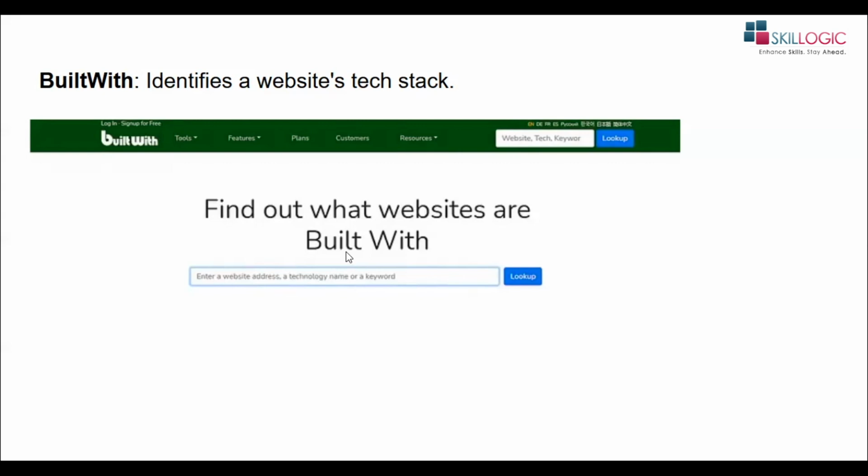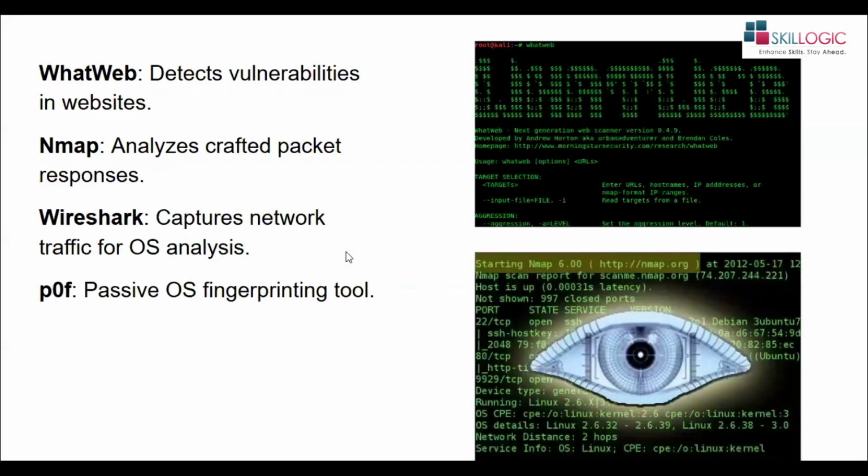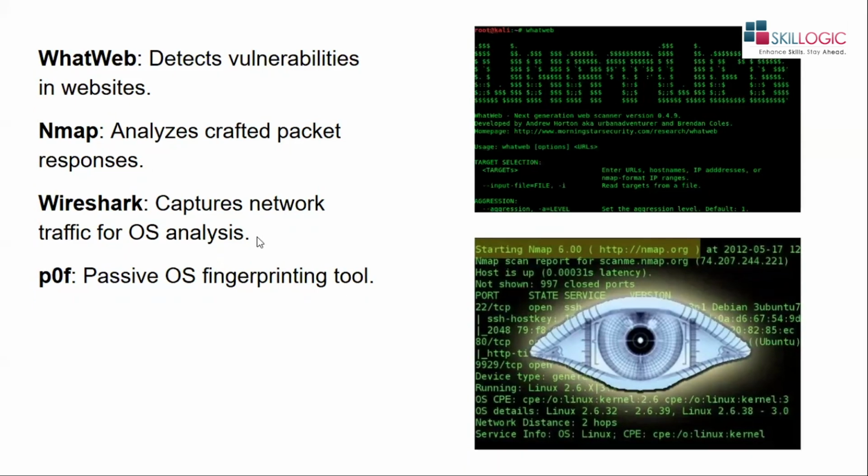Then we also have WhatWeb. WhatWeb is also a tool for identifying the stack of any website, and it is already present in Kali. Then you have Nmap, the network mapper, a versatile and powerful tool commonly used for OS fingerprinting. It sends packets to the target and analyzes the response to determine the operating system. Wireshark does almost the same thing. Wireshark, a network protocol analyzer, can passively fingerprint the OS by capturing network traffic.